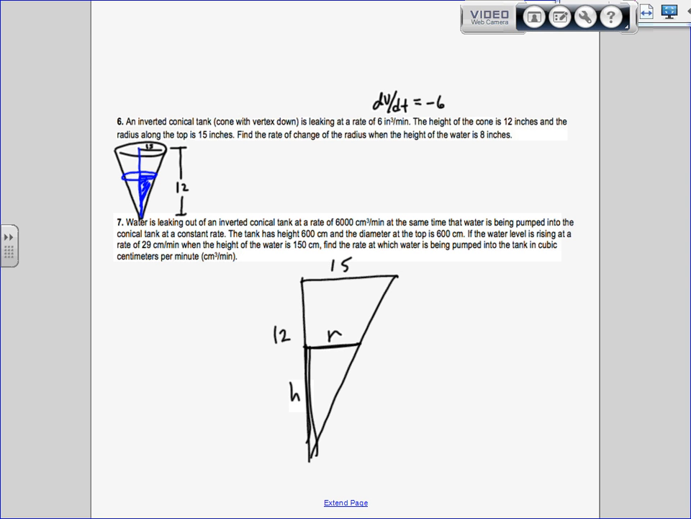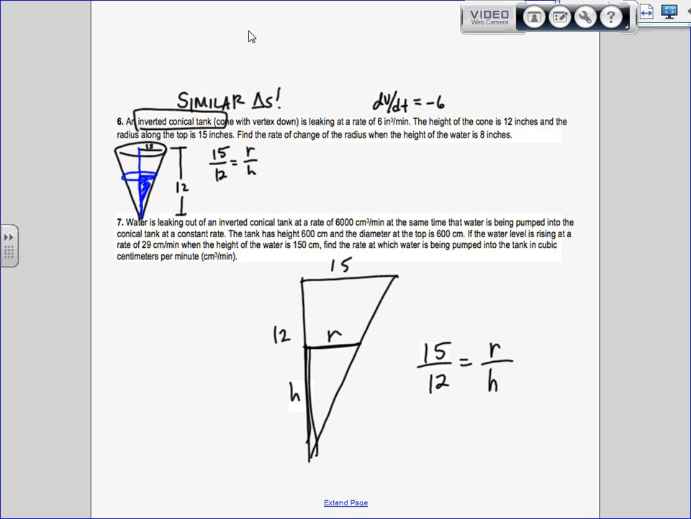Do you guys remember similar triangles? No, not an octagon. Yes. You don't remember anything about similar triangles? Like 15 over 12 equals r over h, right. You would exactly do that. 15 over 12 equals r over h. So we write that up here. So whenever you have an inverted cone, you should think similar triangles. They will almost always use similar triangles. Same with the shadow problems that we're going to do. Shadows. All right, so similar triangles.